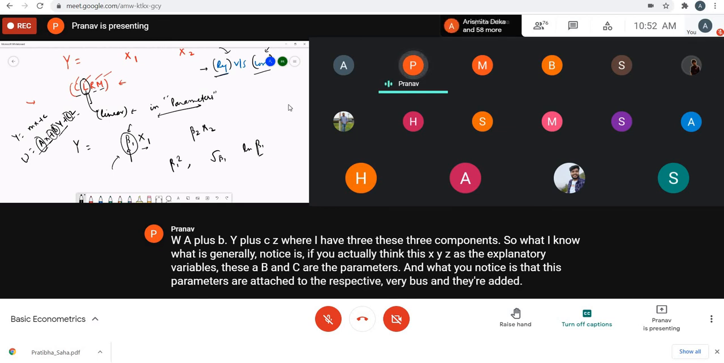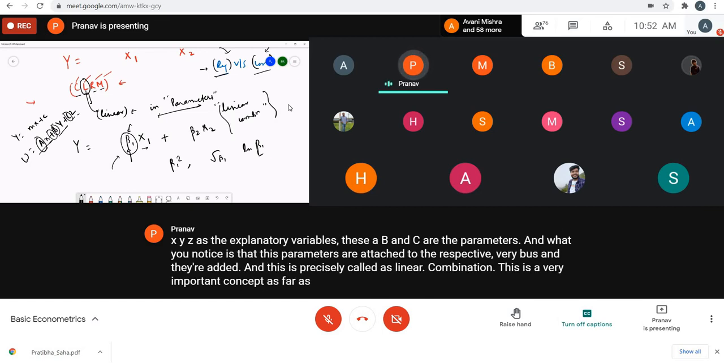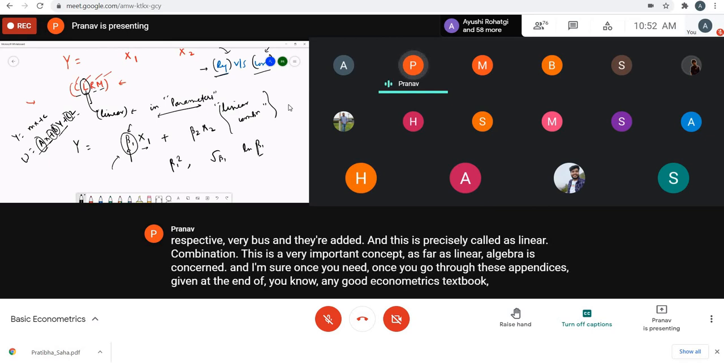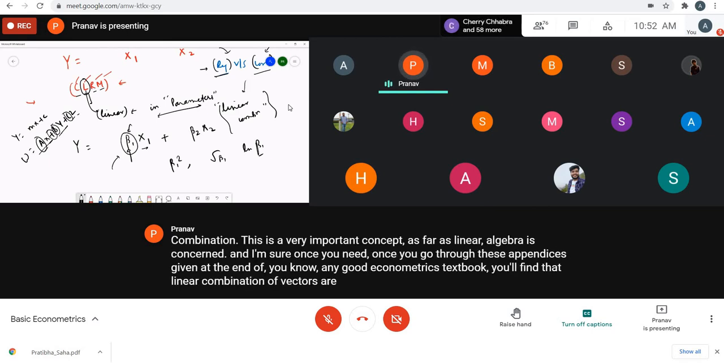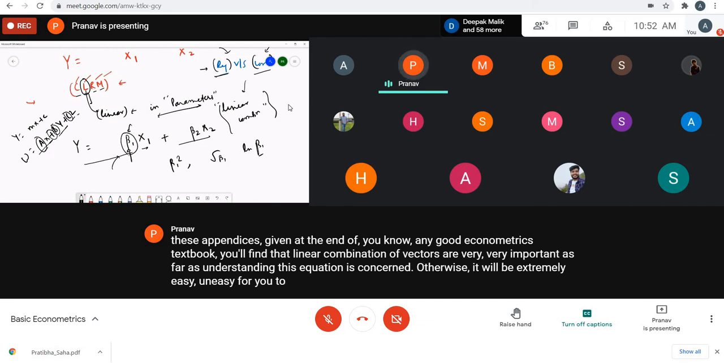And this is precisely called a linear combination, which is a very important concept as far as linear algebra is concerned. And I'm sure once you go through the appendices given at the end of any good econometrics textbook, you'll find that linear combination of vectors is very, very important for understanding this equation. Otherwise, it will be extremely uneasy for you to visualize what you have written over here.